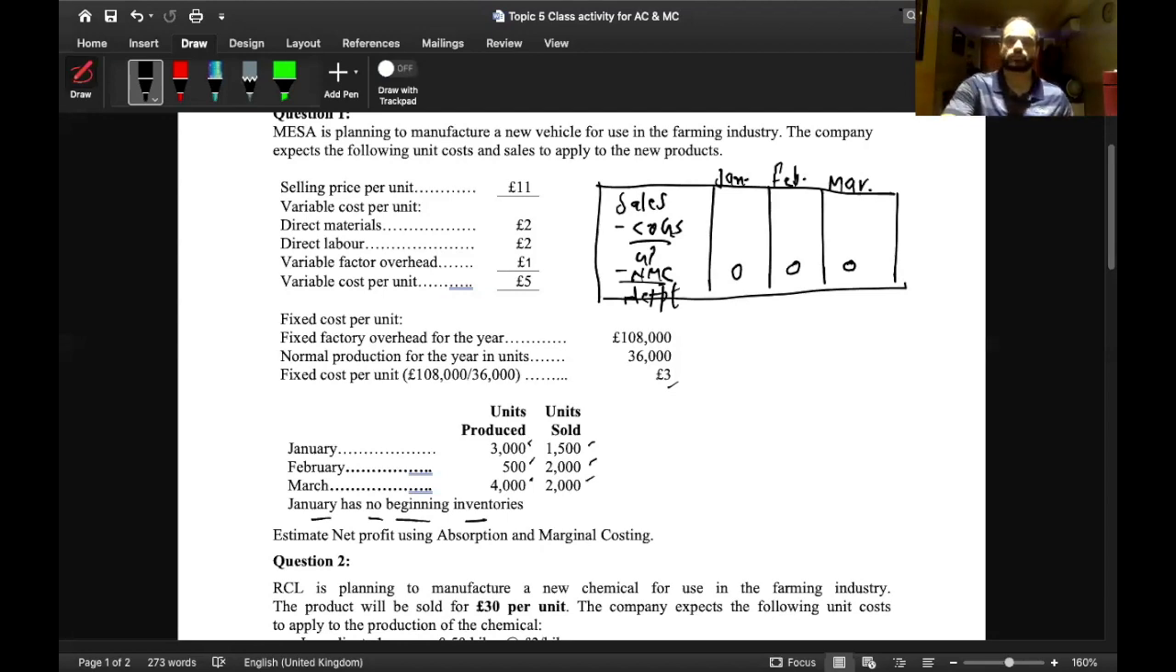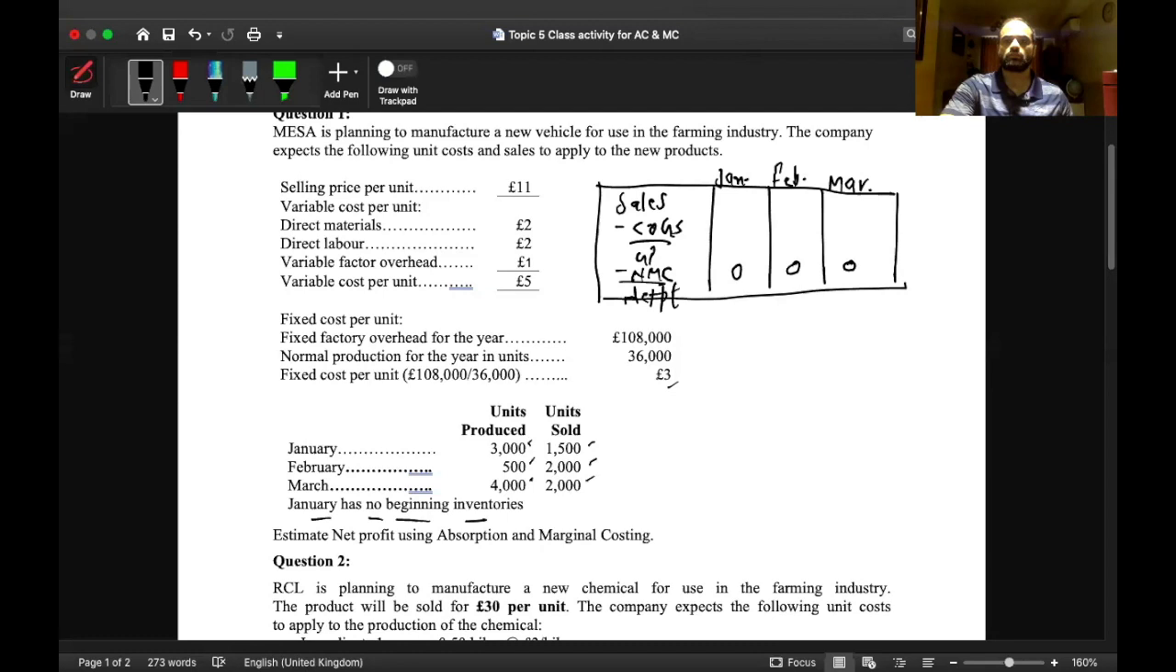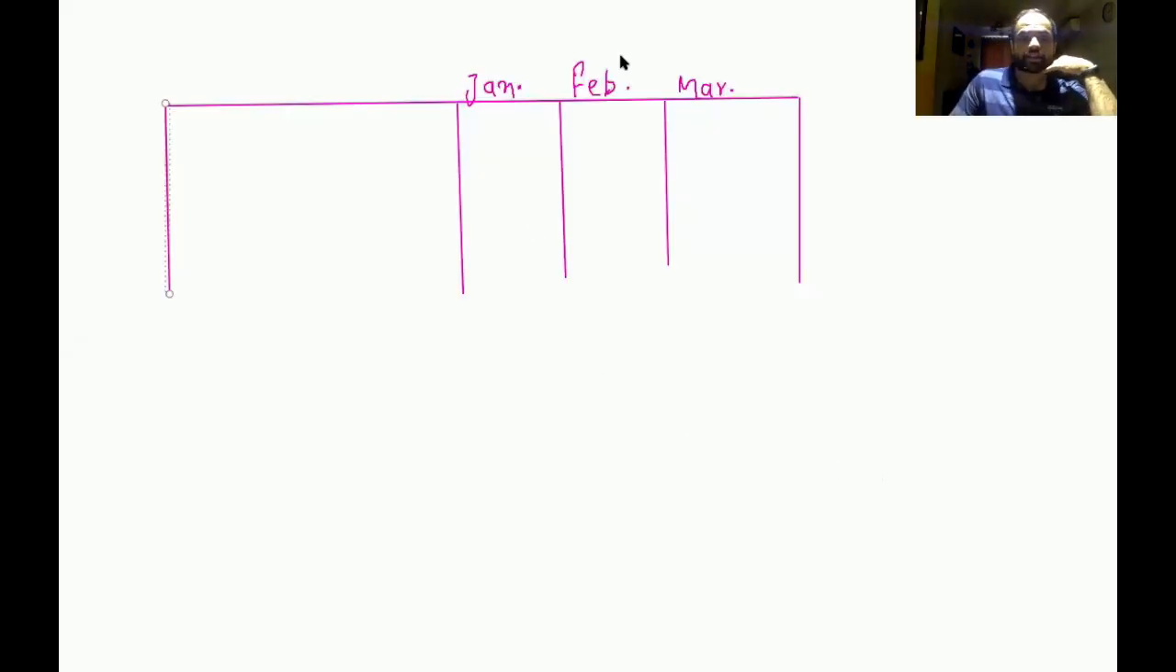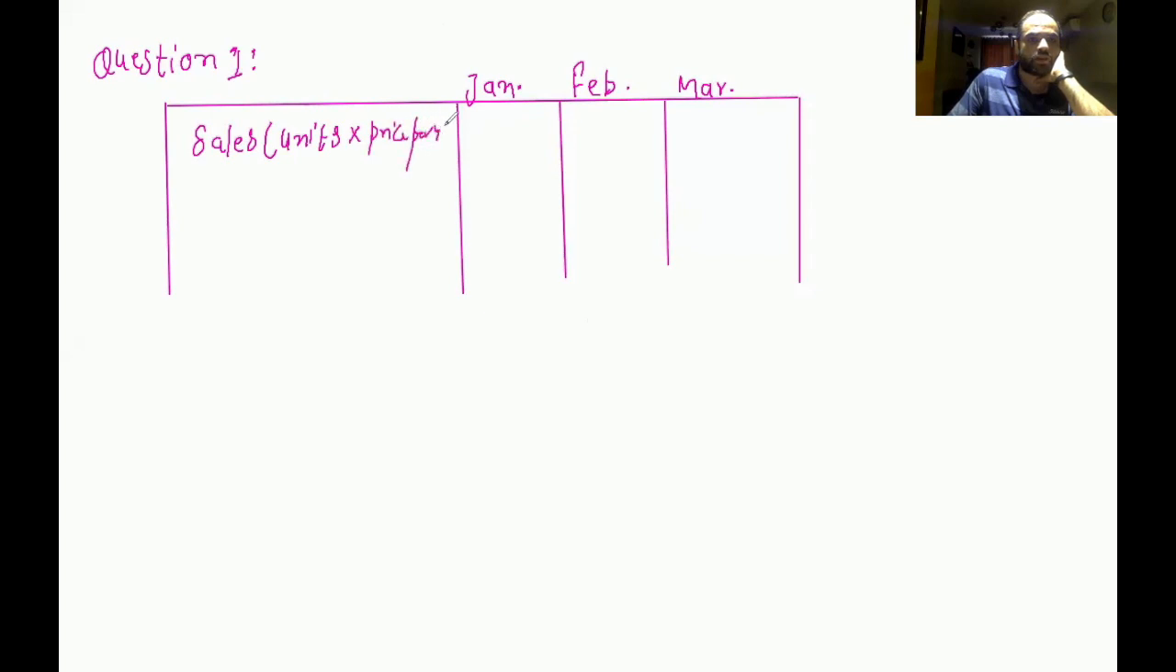So calculate. Okay, so let's start with question 1. Right. So in question 1, first of all, you have to calculate sales, which is sales units multiplied by selling price per unit. Right. So tell me, how much is the sales for January?